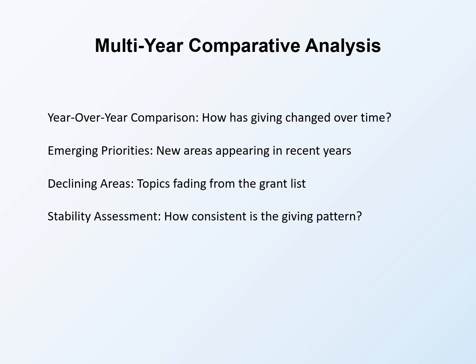Stability assessment evaluates how consistent giving patterns are. Stable patterns suggest predictable priorities. Volatile patterns suggest shifting interests or unclear direction. Stable foundations may be more reliable long-term prospects than foundations with frequently changing priorities.